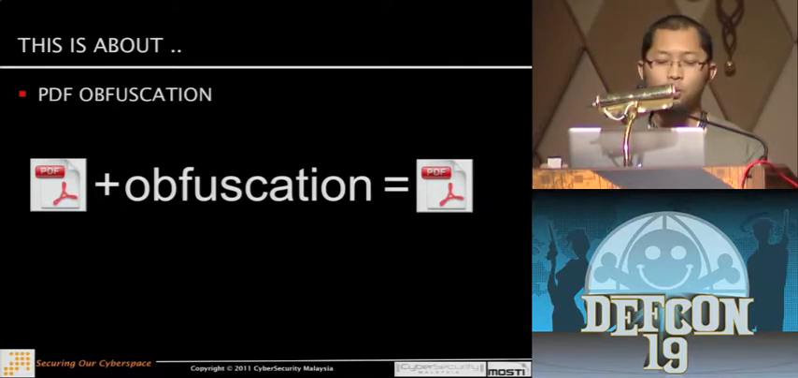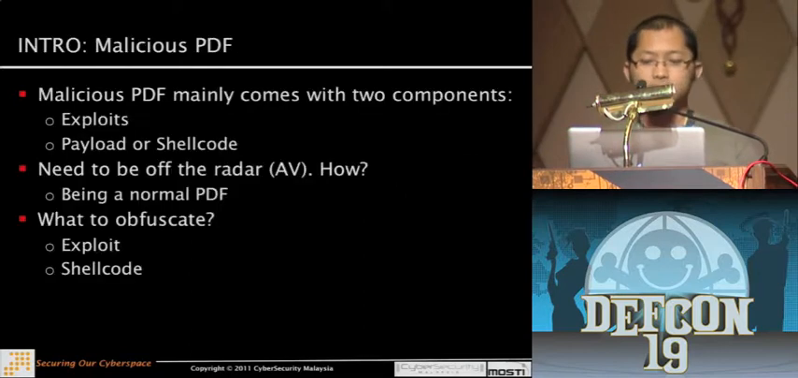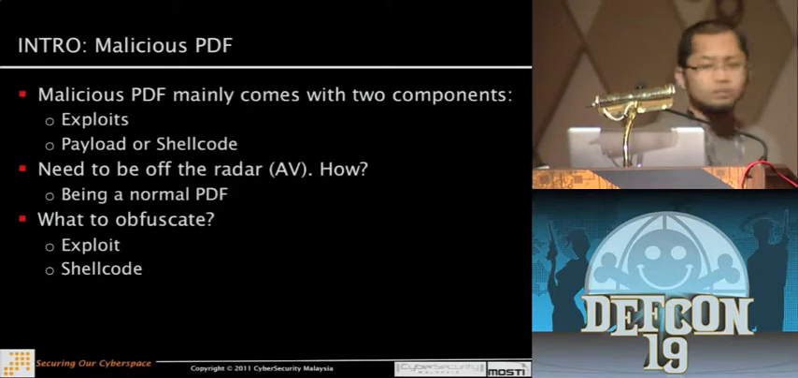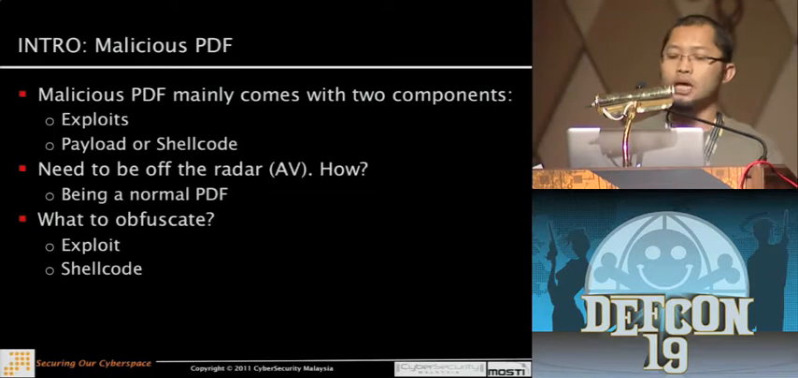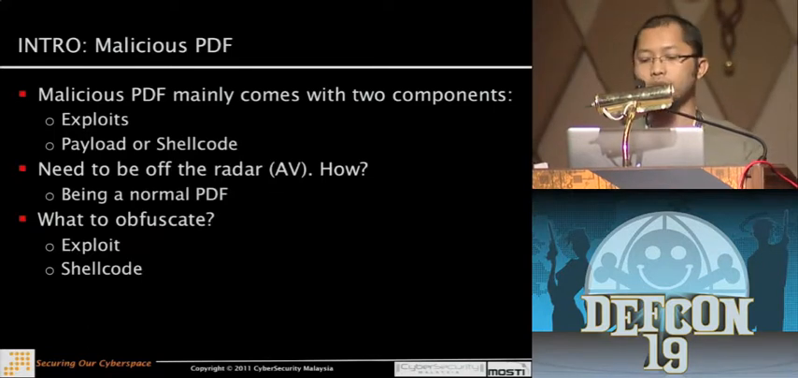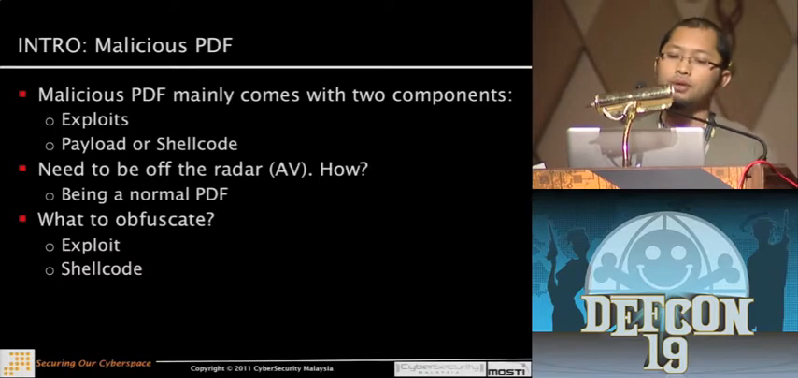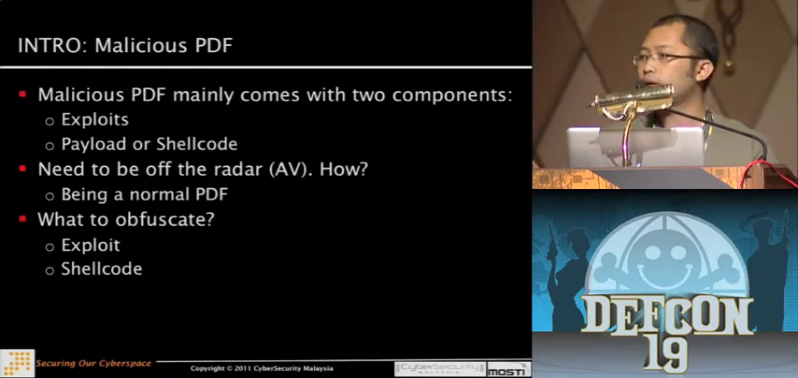The main reason why you want to obfuscate it, well, obviously, there are many reasons for that. Malicious PDF mainly comes with two components. The first one is probably the exploit, and the second one is the payload itself, or shellcode rather. The main reason, like I mentioned, is the need to be off the radar. How? Obviously, you need to look like a normal PDF. You cannot expect to look malformed, because if you trigger that, then you somehow raise a red flag for any security product for detection.